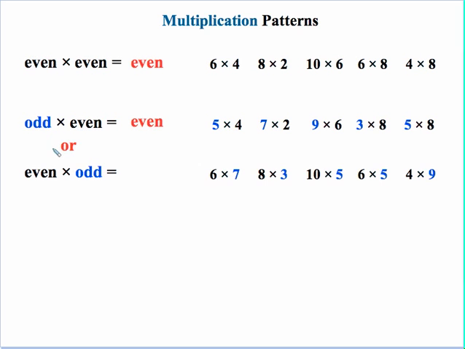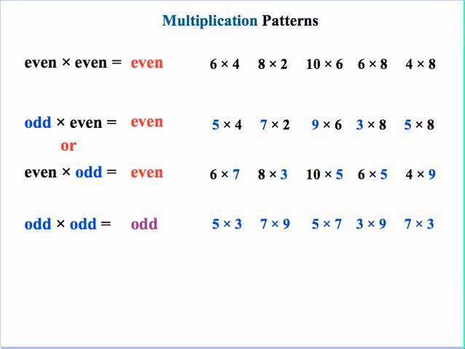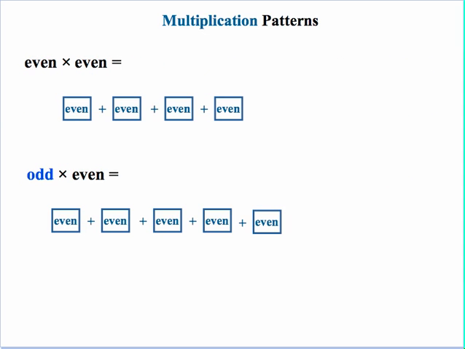Now we need to consider the reversal of this, which is just your commutative property, an even times an odd number. Well, let's see, 42, 24, 50. Looks like the pattern there is even. And then our last possibility is odd times odd. Let's see, 5 times 3 is 15, 7 times 9 is 63. Looks like that pattern is coming out to be odd.